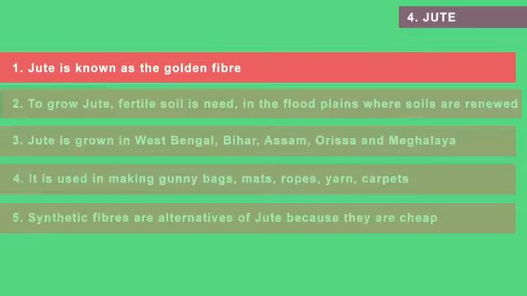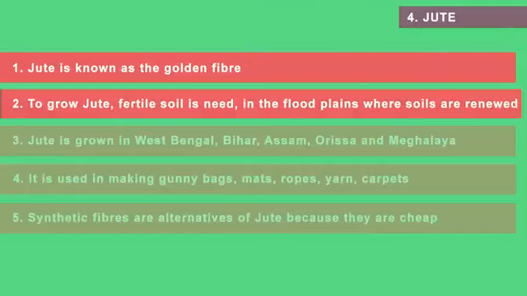And the last type of non-food crop is jute. Jute is referred to as golden fiber. Now if you see the color of it, it is brownish and golden. Now you need fertile soil to grow jute. But here is a catch. That soil needs to be renewed every year.